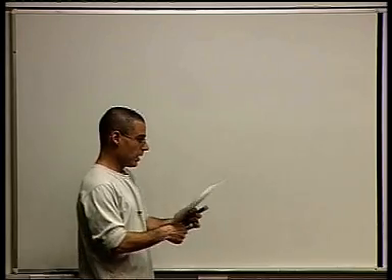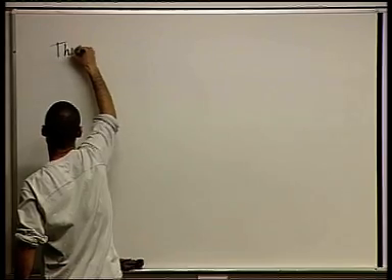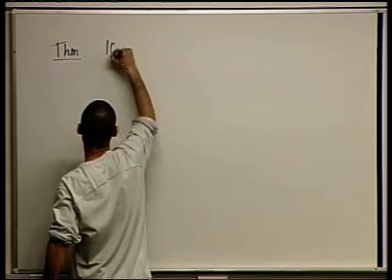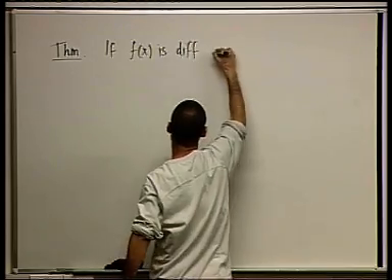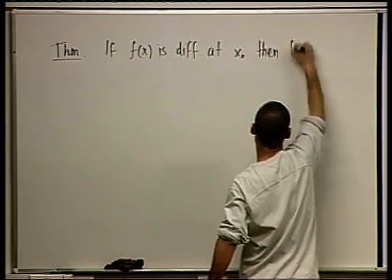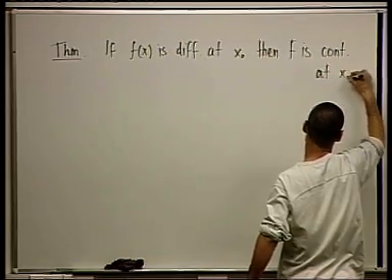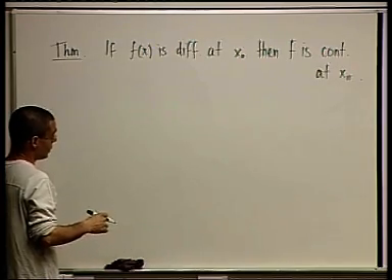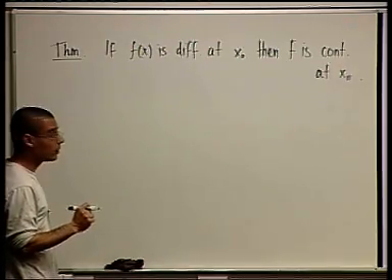Okay, so here's our first theorem about derivatives. So the theorem is the following. If f is differentiable at x0, then f is continuous at x0. So differentiability implies continuity. Okay?